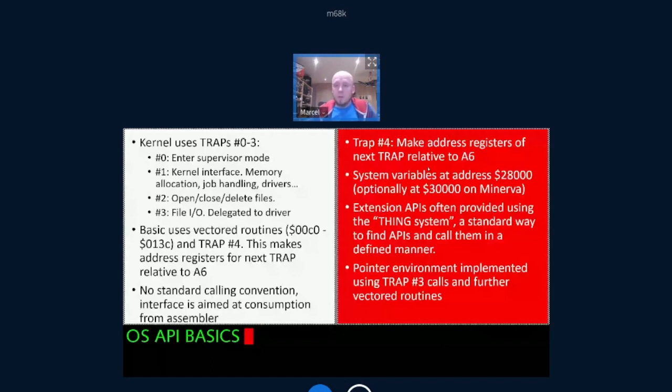I'll repeat my fail, trap number four. System variables are already mentioned. These are most of the variables that are needed to run the system. And back in the day, of course, people used them directly, so it's basically impossible to move them or do anything much about them, except maybe extending them to some degree.